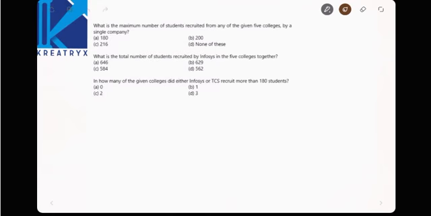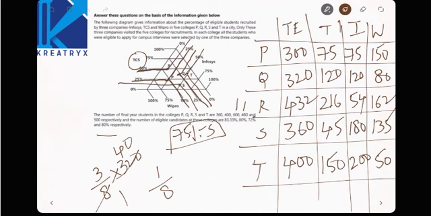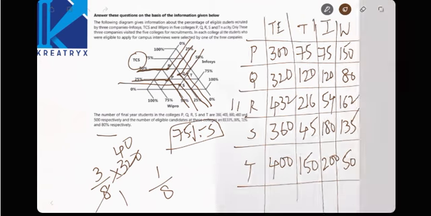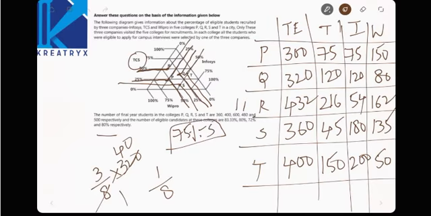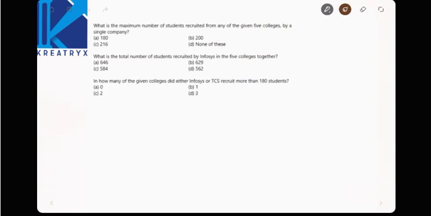See the first one. What is the maximum number of students recruited from any of the given colleges by a single company? It seems by a single company. Again we'll see the question once. What is the maximum number of students recruited from any of the given colleges? Okay, by a single company, what is the maximum recruitment? Observe this. See here, TCS from our college, so the answer must be 216.